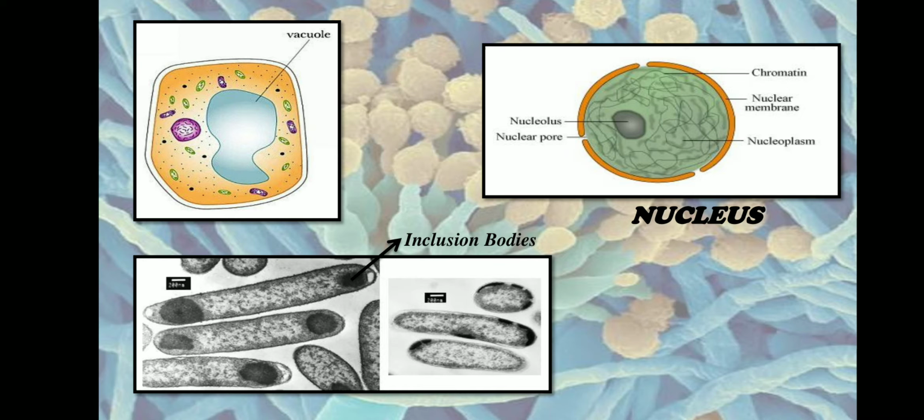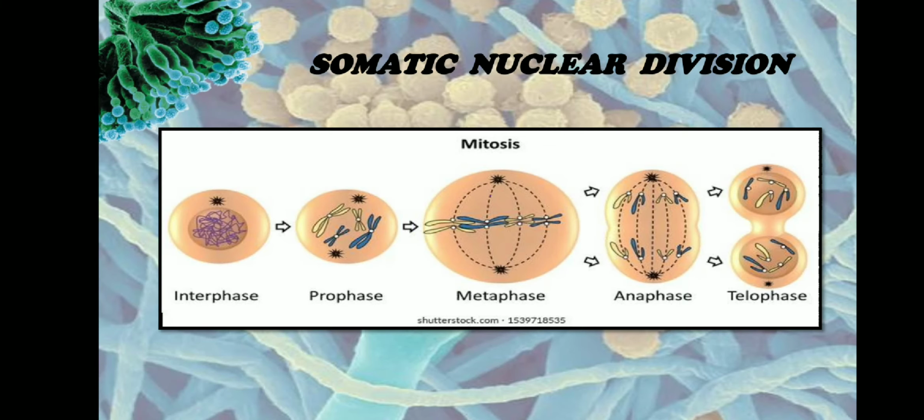During somatic nuclear division, the cell undergoes mitosis. Mitosis has different stages like interphase, prophase, metaphase, anaphase, and telophase. The nuclear division is closed and thus termed intranuclear division.